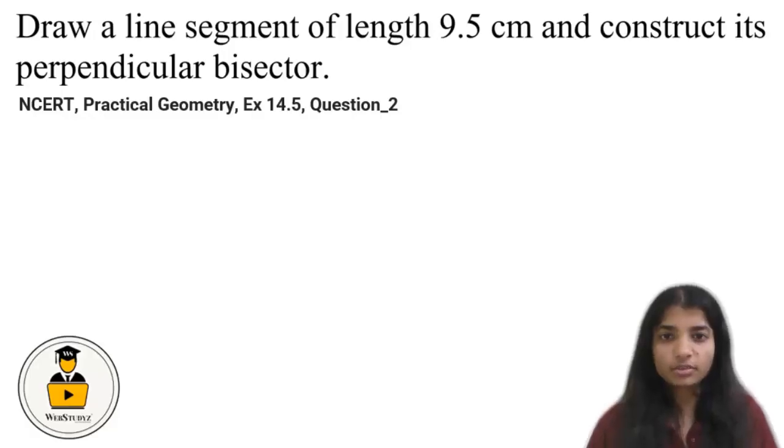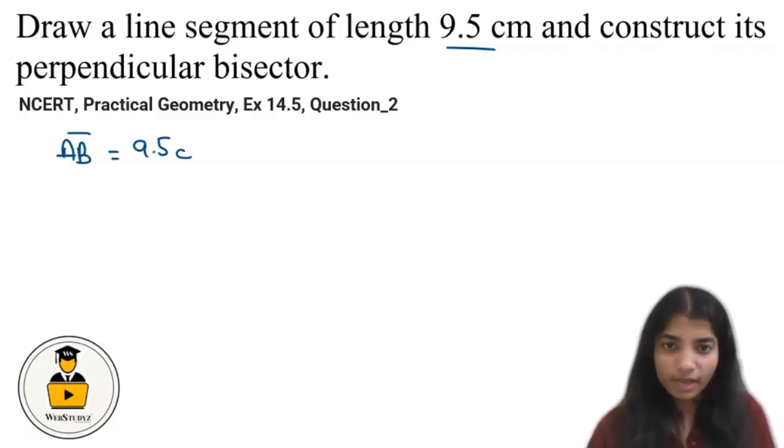Students, let's discuss the question. In this question, we are given that draw a line segment of length 9.5 centimeter and construct its perpendicular bisector. Let's name the line as AB. We are given the length of AB, which is equal to 9.5 centimeter.